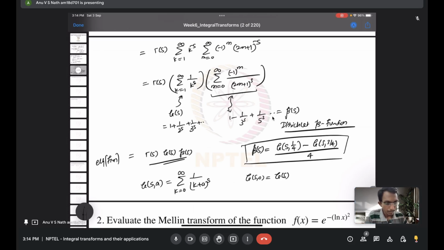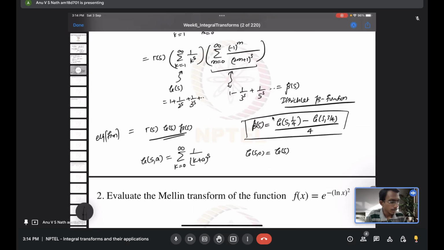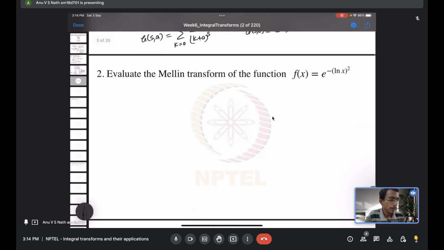Yes, sir. Clear, sir. Okay, good. So then we'll move to the next question. Evaluate the Mellin transform of the function f of x equal to exponential of minus log x squared.